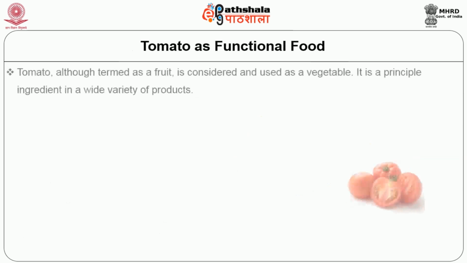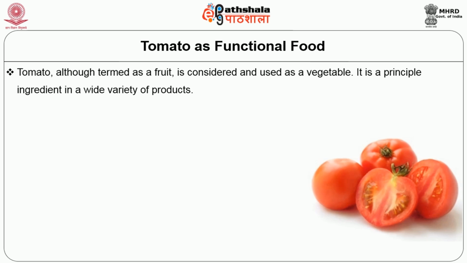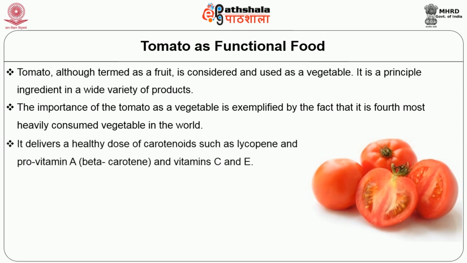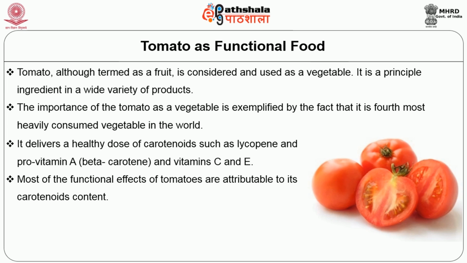Tomato is a functional food. Although termed a fruit, it is considered and used as a vegetable in our culinary practices. It is a principal ingredient in a wide variety of products. The importance of the tomato as a vegetable is exemplified by the fact that it is the fourth most heavily consumed vegetable in the world. It delivers a healthy dose of carotenoids such as lycopene and provitamin A, beta-carotene, and vitamins C and E. Most of the functional effects of tomatoes are attributable to its carotenoid content.